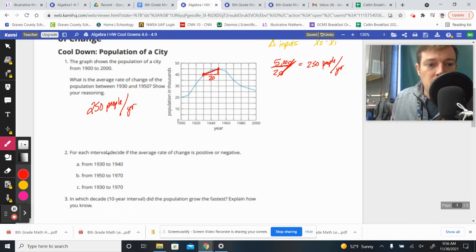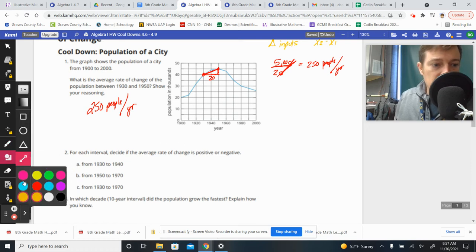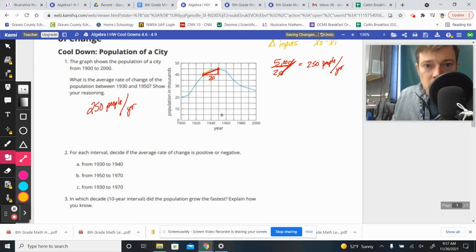We don't have to do as much math on this one. It just says decide if it's positive or negative. So we just have to say, is it increasing or decreasing? That's pretty simple. Let's draw what the slope line would look like for these particular years. 1930 to 1940 would be from here to here, my gold line, and that was positive, right?